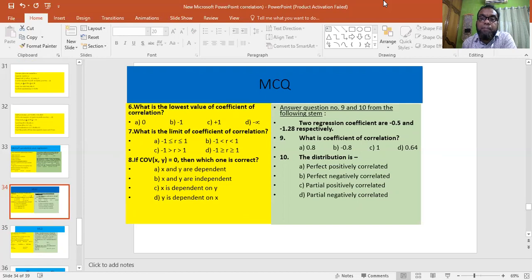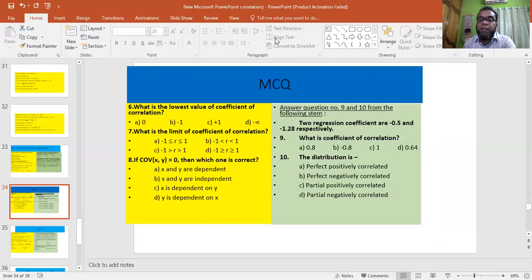Number 8. If covariance xy equal to 0, then which one is correct? X and y are dependent, x and y are independent, x is dependent on y, y is dependent on x. Since covariance xy is 0, x and y are independent. This is a property of covariance. So the answer is B, x and y are independent.